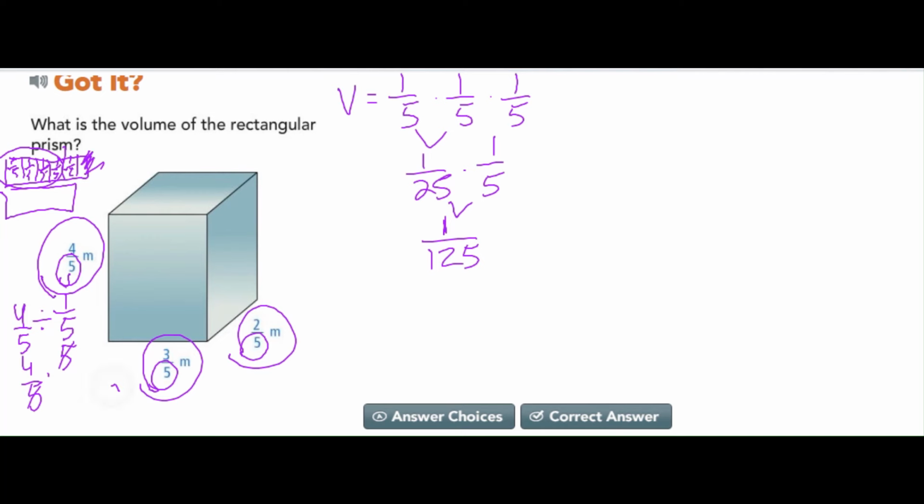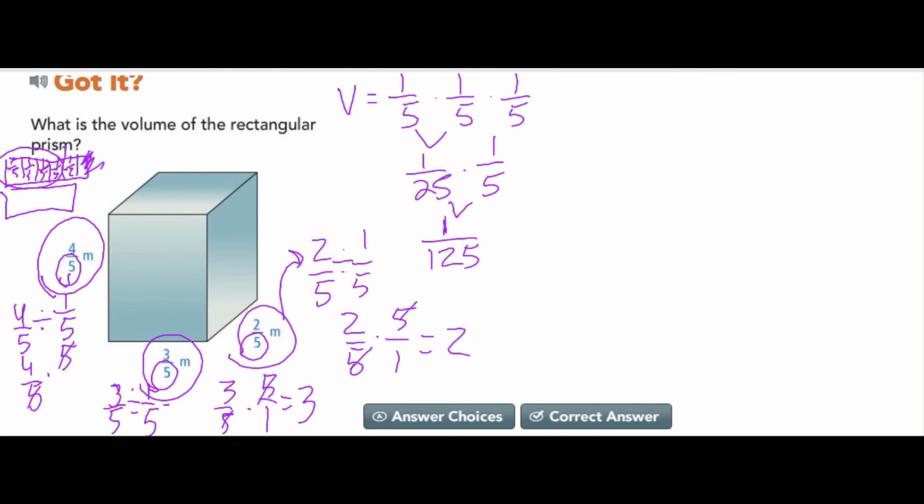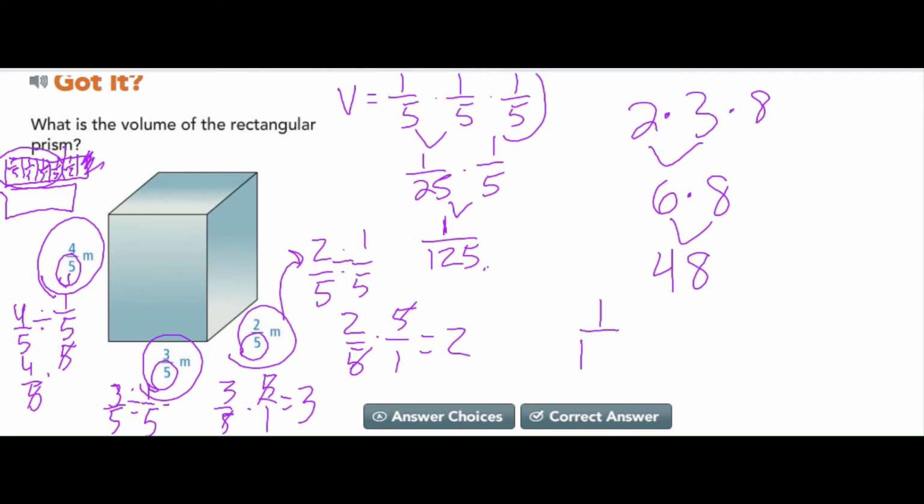Then you do the same thing here. 3 fifth divided by 1 fifth. You end up with 3 fifth times 5 over 1, which is equivalent to 3. And then here you have 2 fifth divided by 1 fifth. 2 fifth times 5 over 1, which is equivalent to 2. So you can fit 2 times 3 times 4, which is 24, 1 fifth edge length cubes into this box. So 24 total cubes. And since the volume of 1 cube is 1 over 125, you can multiply the volume of 1 cube by the total number of cubes to get the volume of the larger prism. So 24 over 125, and that would be your volume.